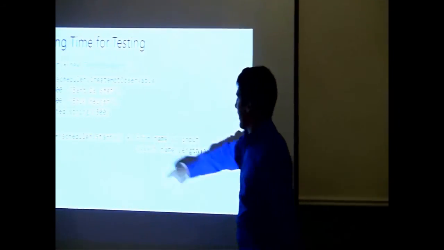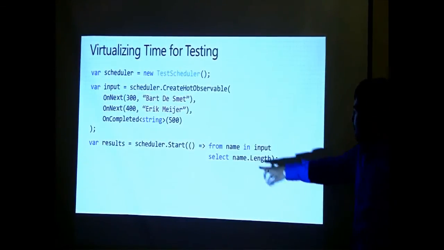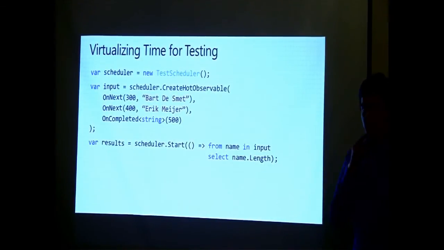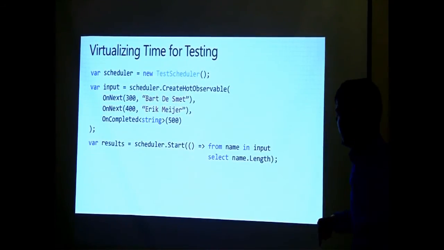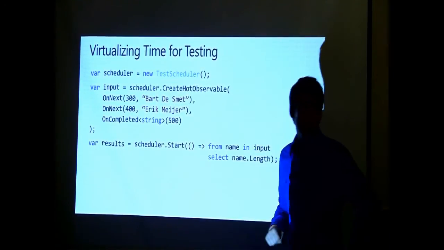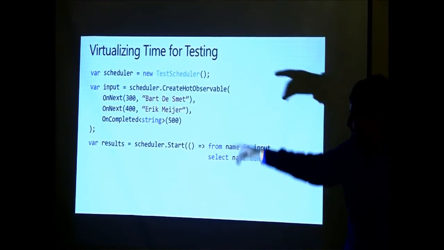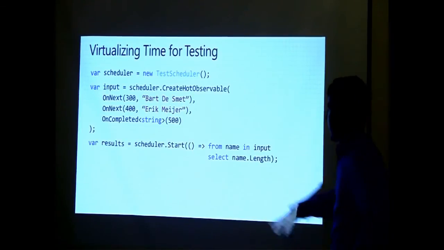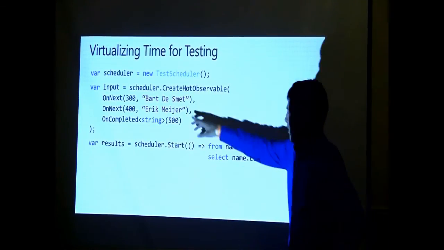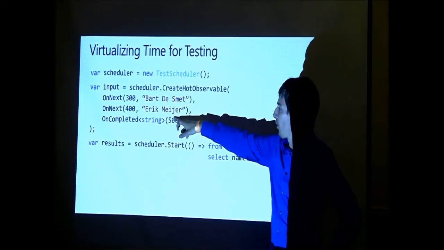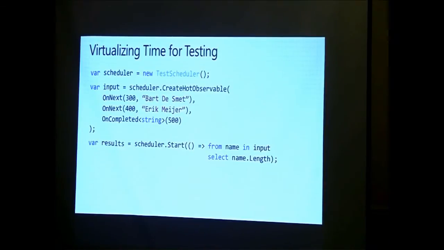Now I have my mysterious query. I want to see whether this query is doing the right thing. From name in input, select name.length. At time 300, Bart enters the pub, and he has a length of 12 characters. Time 400, Eric walks in. He has a length in characters of 11. Then completed happens at 500. What does the outcome need to be? At time 300, I need to see 12. At 400, I need to see 11. At 500, I need to see completed. So I'm just going to assert that.